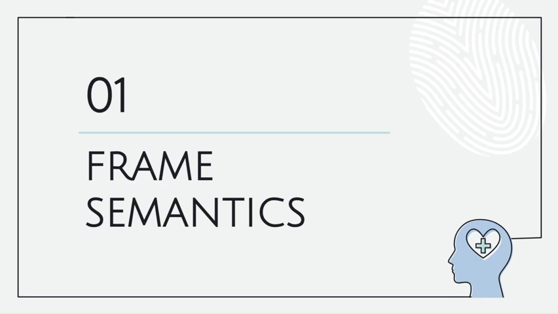Frame semantics. This theory was proposed by Charles Fillmore back in the 1980s. To understand this theory, let's think about how we explain things and the meaning of words. For example, what is a buyer? If we had to explain the word, we would probably say something like a buyer is a person who wants a certain product and has the money to buy that product and go shopping for that product.